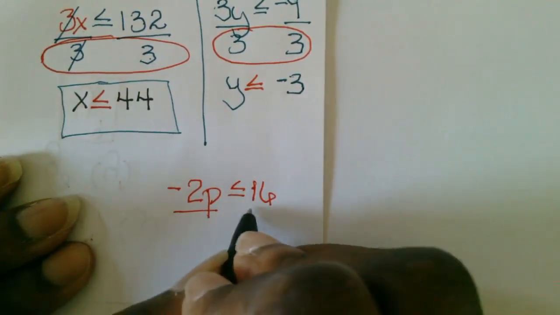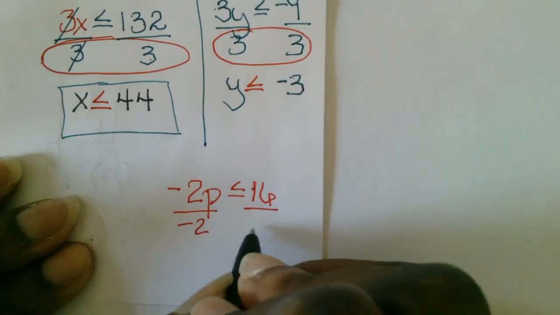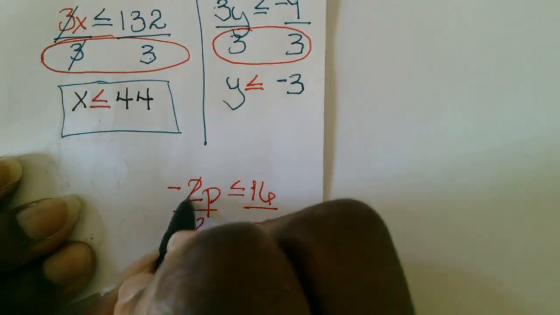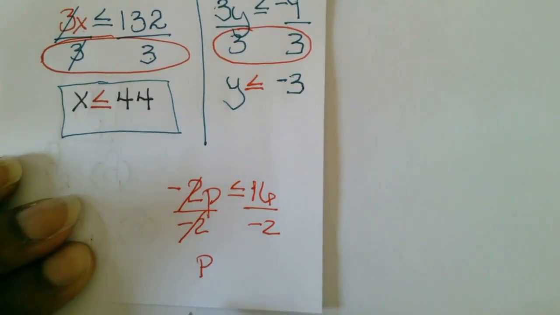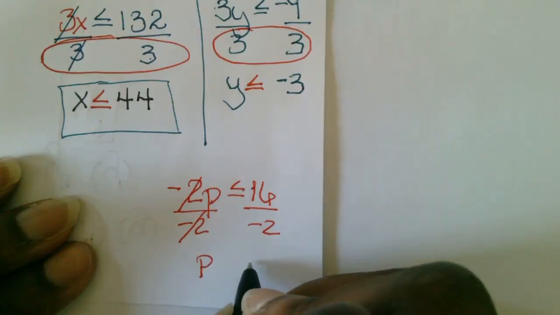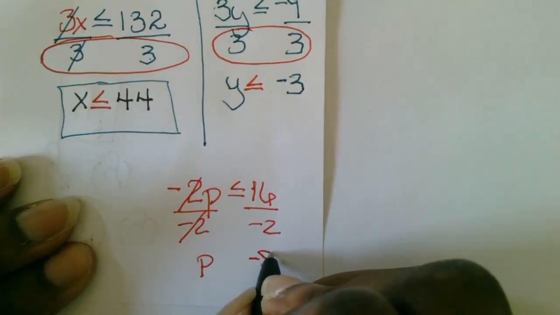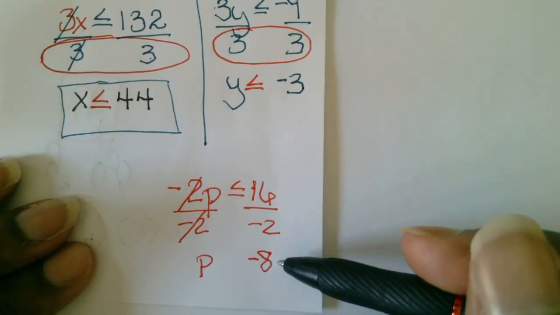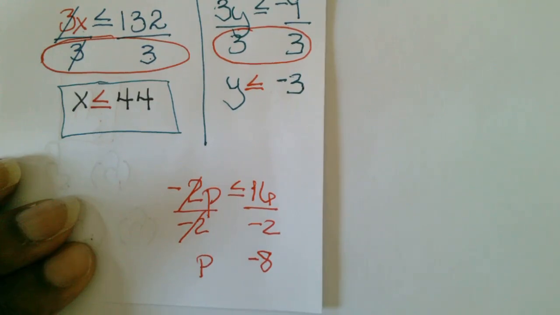I would divide both sides by negative 2. I will have my P, because negative 2 divided by negative 2 will give me my 1. Okay, 1P and P is the same. 16 divided by negative 2 gives me negative 8. I have a negative result. Congratulations for me. I'll get a cookie later.